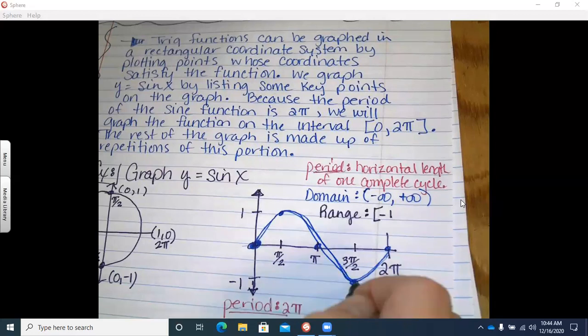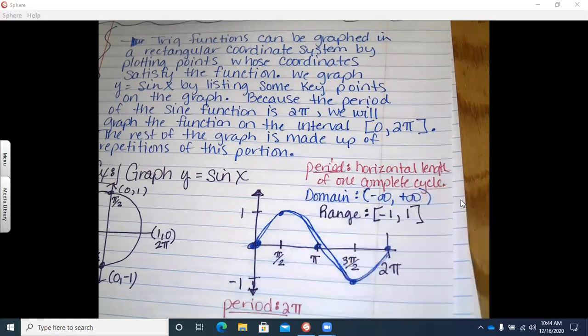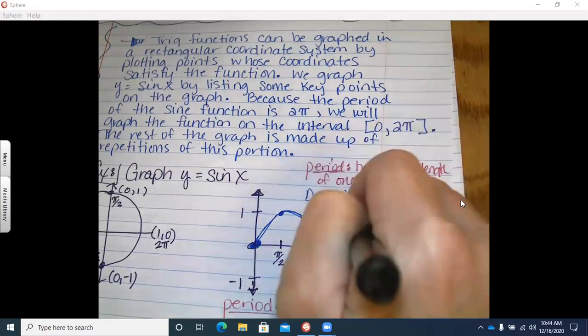Do y'all know what the word amplitude means? Well, amplitude is the amount the graph travels above and below the midline. So what do you think the midline would be? Yeah, that's basically this horizontal axis, right? So how many units does the graph travel above, and how many units below? 1. So we would say that the amplitude is 1.